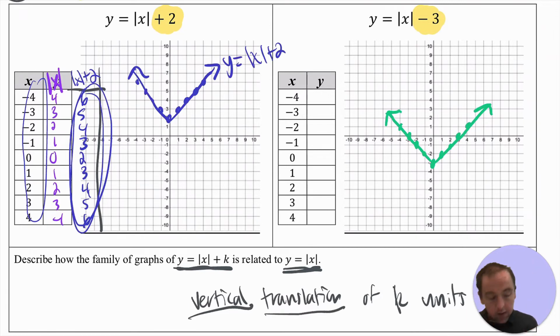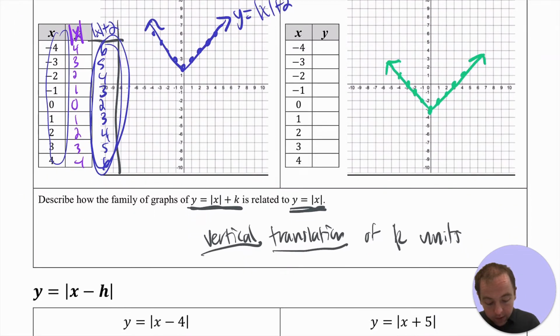And translation is a geometric word, and what a translation is, you take some sort of object and you slide it around. So you're allowed to move it up, move it to the right, move it down, move it left, okay? But you're not going to change the actual shape of the object itself. You're just moving it to a different position, up, down, left, right, that sort of thing. So that's what we're seeing there.